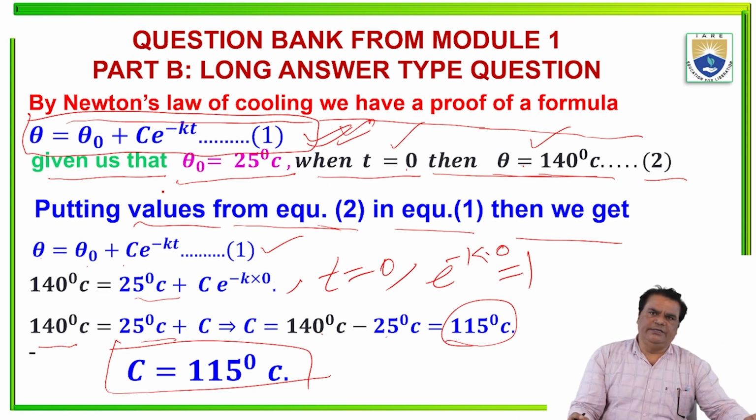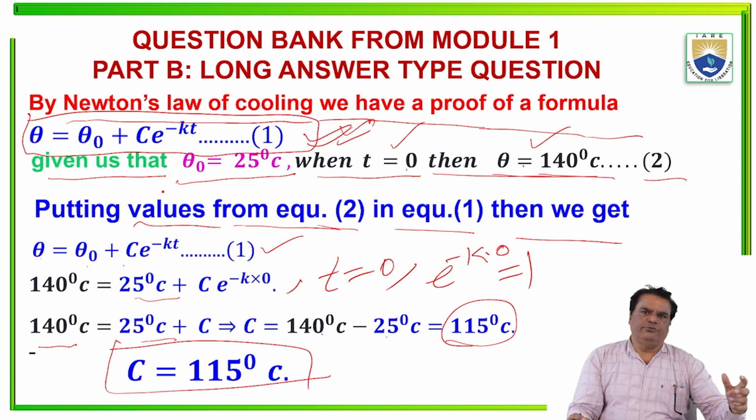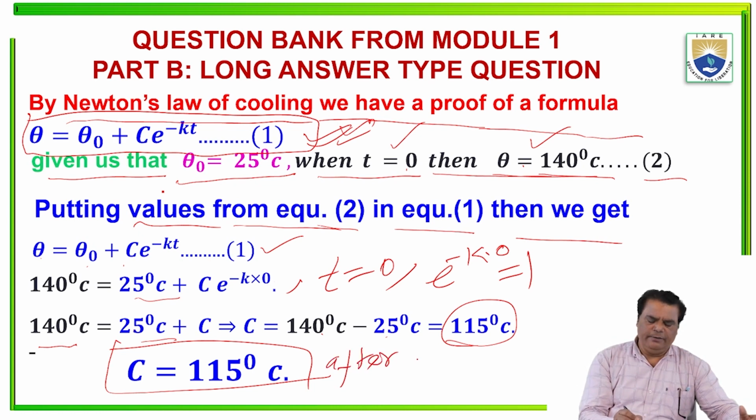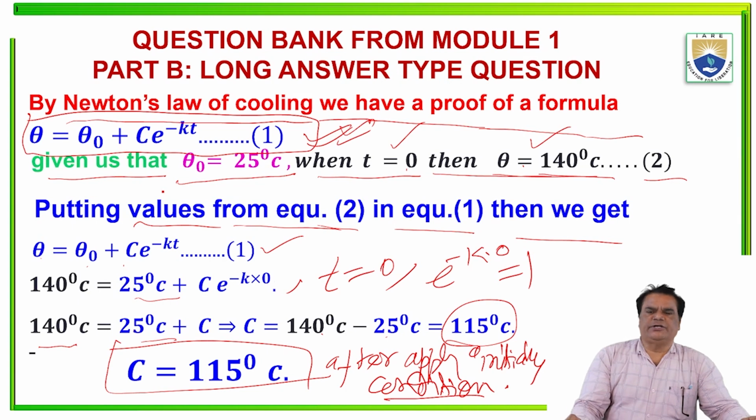We find it by applying the initial condition. This is the initial condition, t is 0, the starting. Applying the initial condition, we get c here.